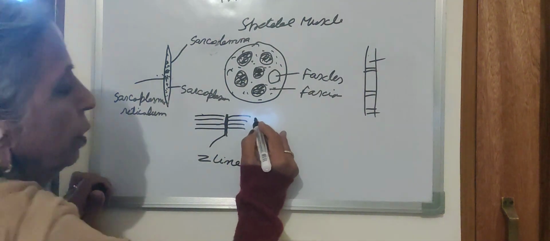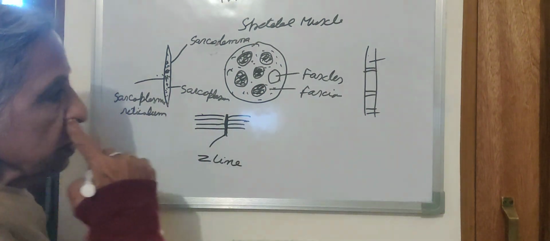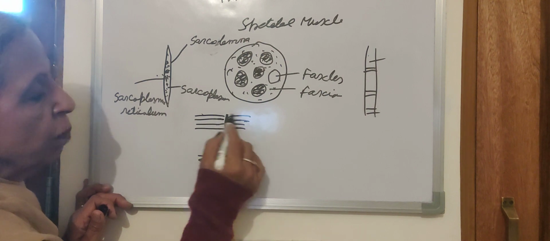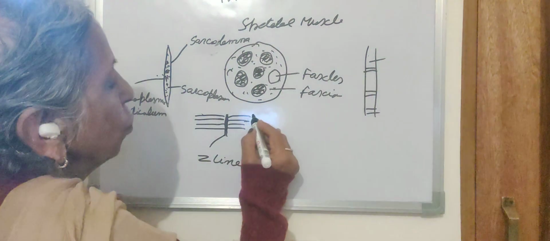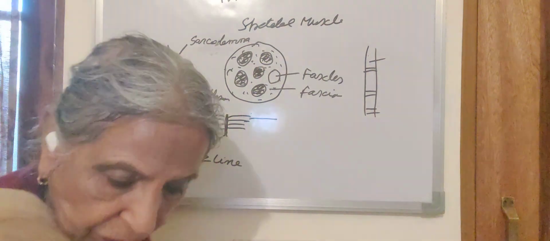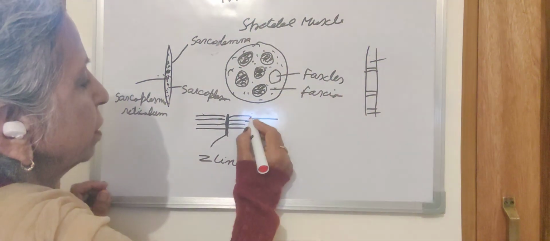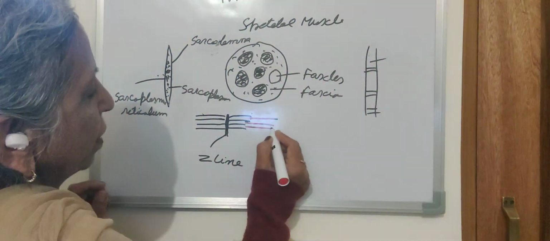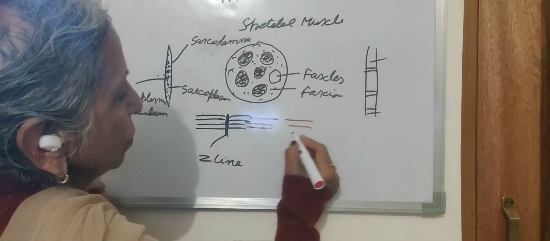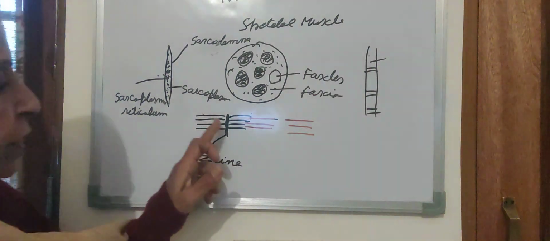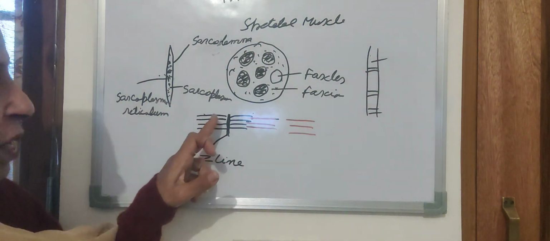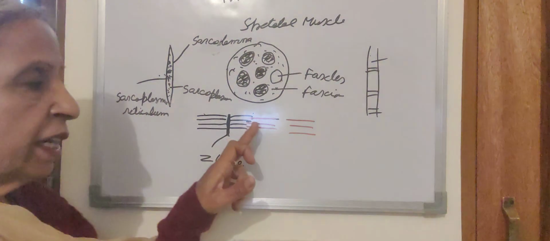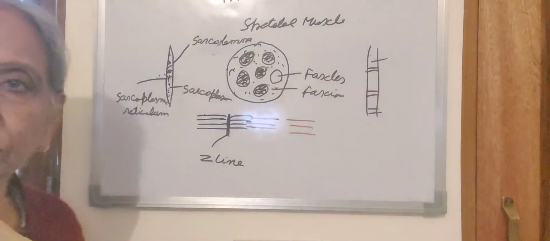These actin proteins are firmly attached to the Z line. Their other end, the free end, overlaps one end of the myosin protein. Have you followed my point? Actin protein, one end is firmly attached to the Z line, and the other free end overlaps the edge of the myosin protein.